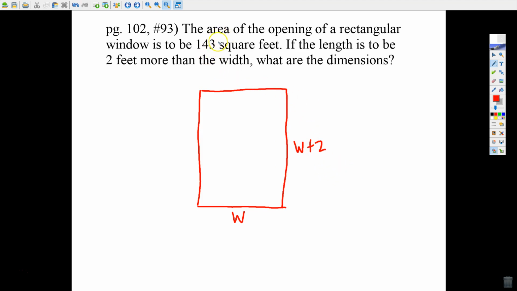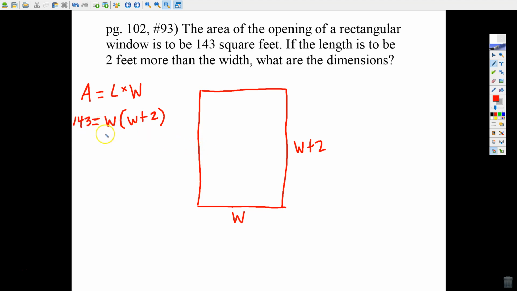And we have to remember how to find the area of a rectangle. So for a rectangle, area is length times width. So I'm going to take my representatives for length and width, and I'm going to set it up to find the area. Okay, so area is W times W plus 2. We're told, however, that the area is 143 square feet, so I can replace A with 143.